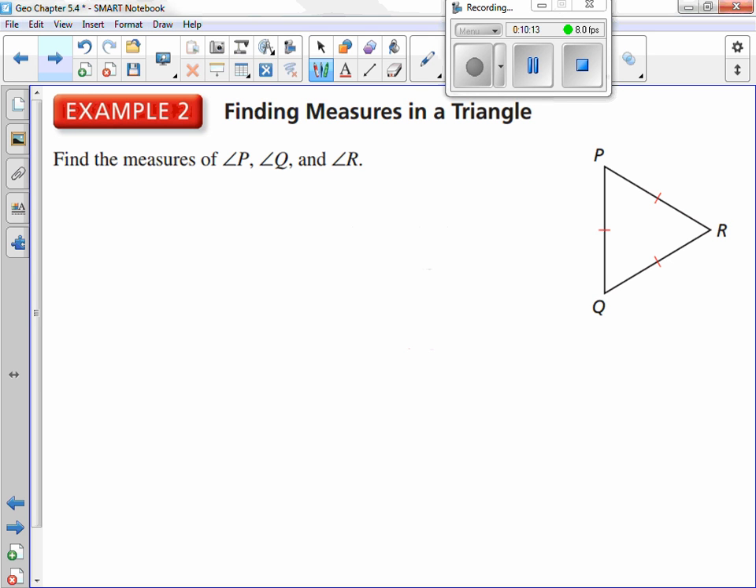So it means the value of P is going to be the same as the value of R, is going to be the same as the value of Q. All these angles are going to be the same, because if a triangle is equilateral, it also means that it's equiangular. So all those angles are the same. But what do I know that they add up to be? 180.